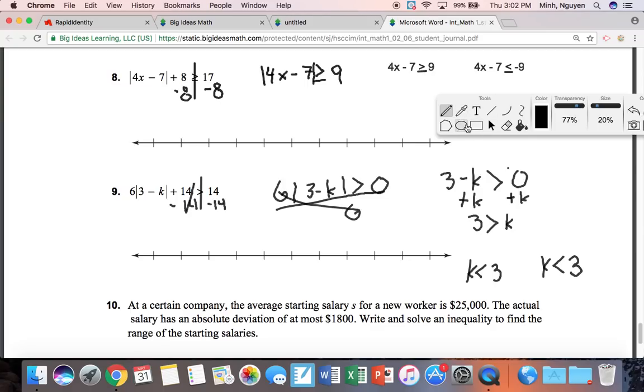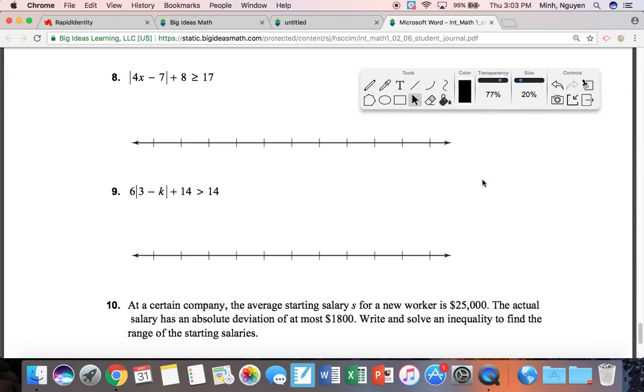And what that will look like is 3 empty, boom, and the other side as well. Boom. Okay, so that's that problem, and we can move on to the last of the student journal.